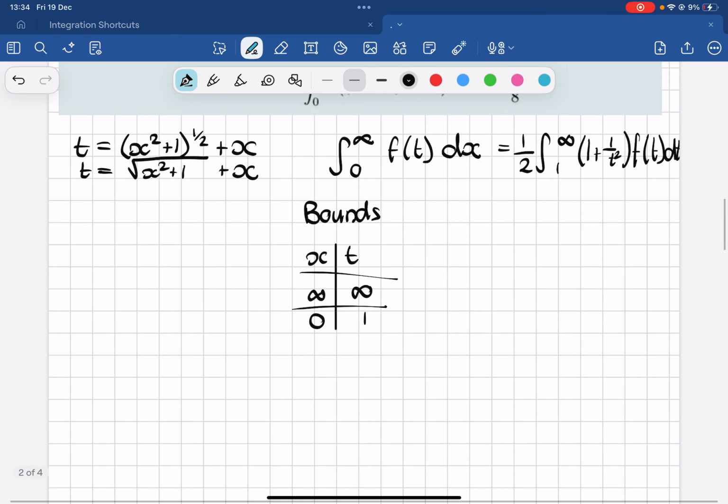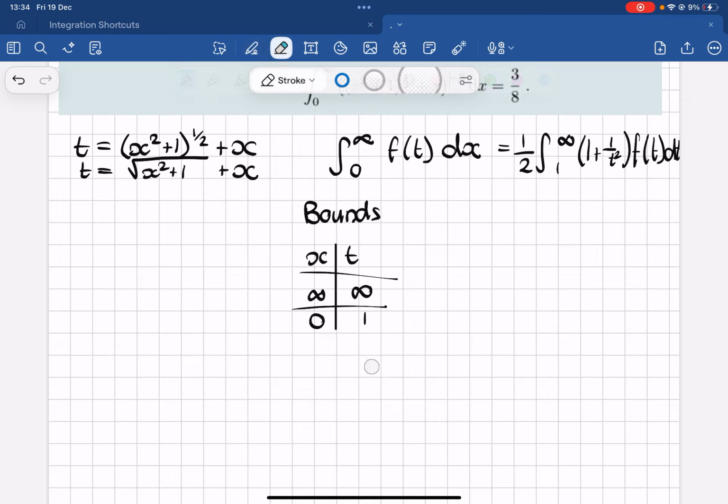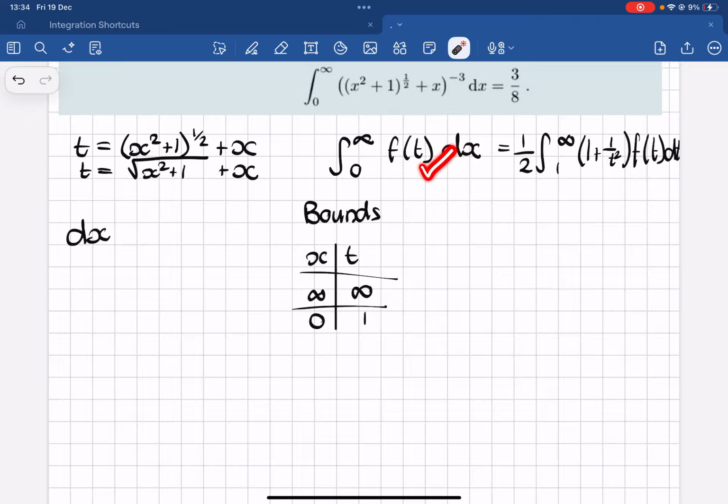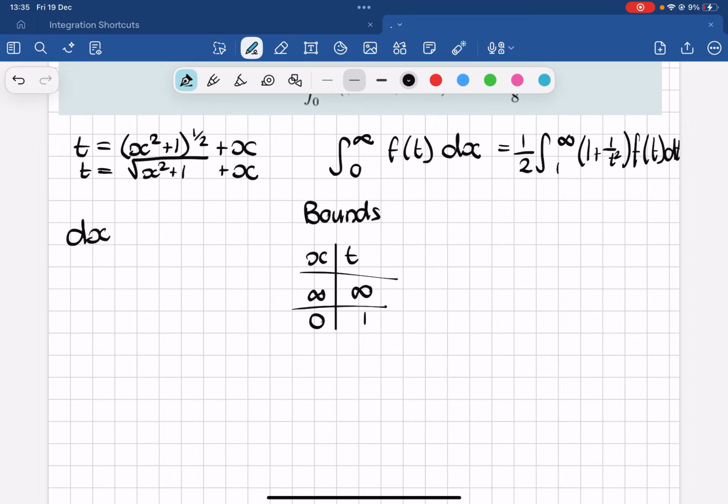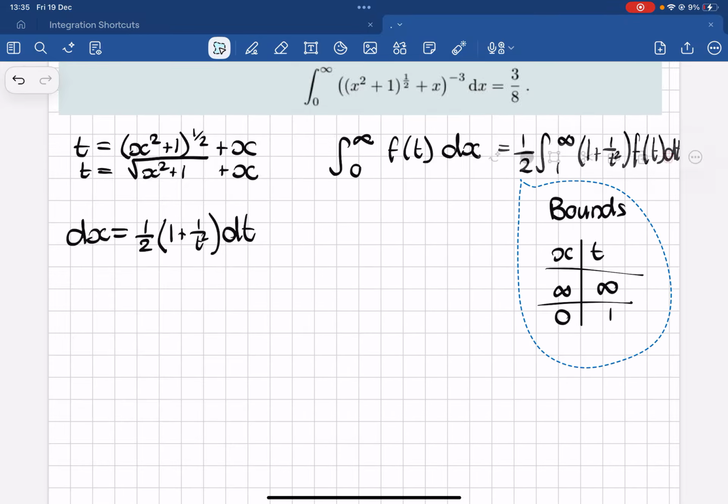So essentially what we need to compare now is dx. So let's say we compare this, f(t). Cool, so we need to evaluate dx on the left hand side. On the right hand side we've got a half, 1 plus 1 over t squared, and dt. Let's move this over. Cool.